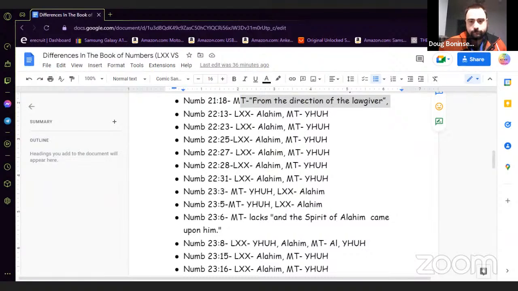21:18. Let's see here. Okay, verse 18. Okay, so it says, the princes dug. Okay, my bad. The word of the describer. Which verse in that chapter talks about the lawgiver? I think I cited the wrong verse.